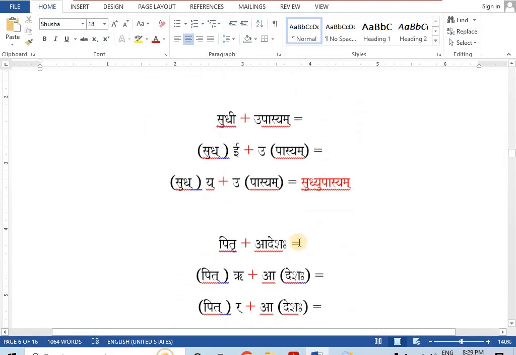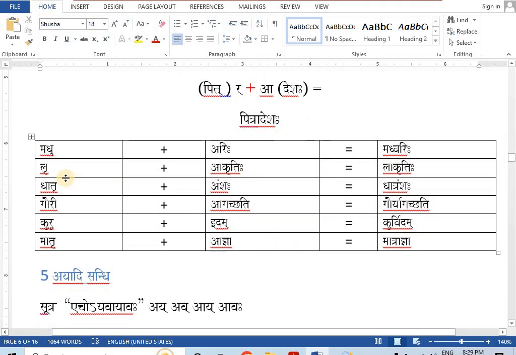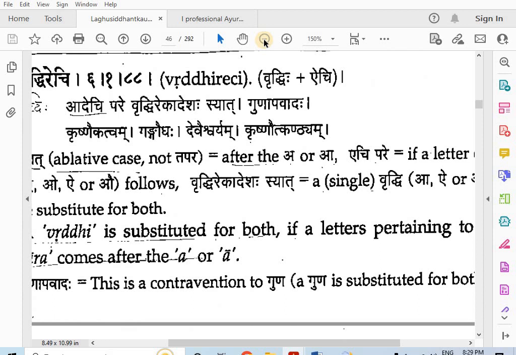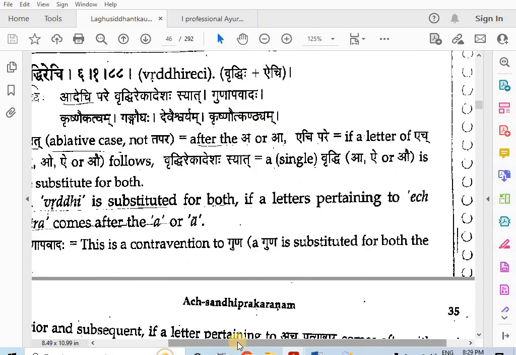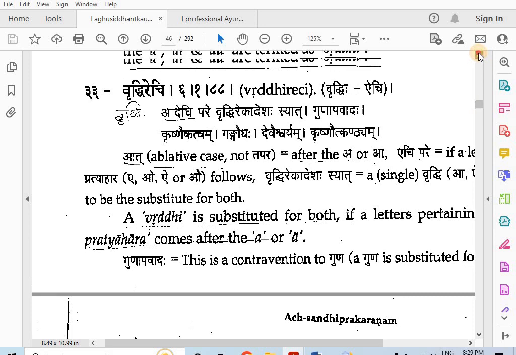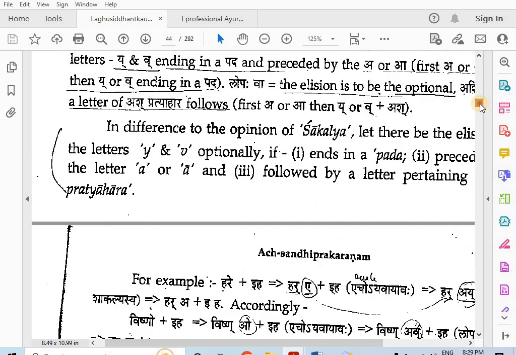Okay, here we have some examples also, students. These examples I have taken specially from Laghu Siddhant Kaumudi, so it will be easy for you, and you can refer to these examples. If it is asked in the exam, you can easily write the answer also. This yan sandhi is actually at the beginning of this chapter.